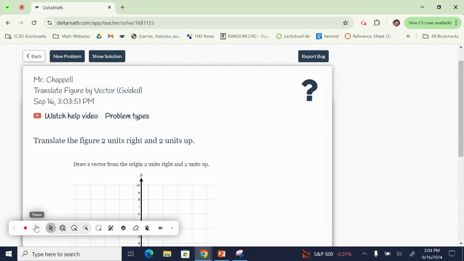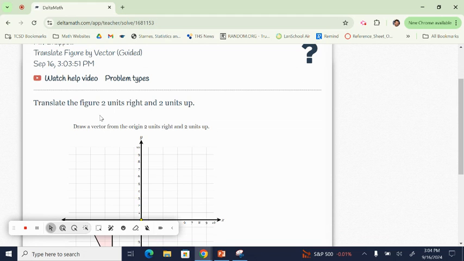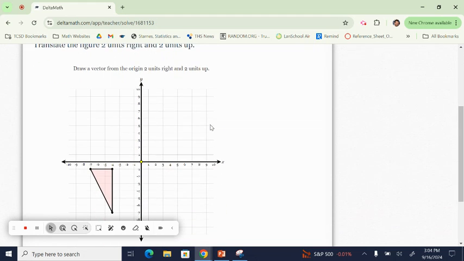All right, the next type of problem is to translate the figure by a vector. We need to translate the figure 2 units to the right and 2 units up. It says draw a vector from the origin 2 units to the right and 2 units up. See this yellow dot here, this is the origin. I'm going to click and drag this yellow dot 2 units to the right and 2 units up. Okay, that is my vector. That represents the distance and direction that each of my vertices has to slide.